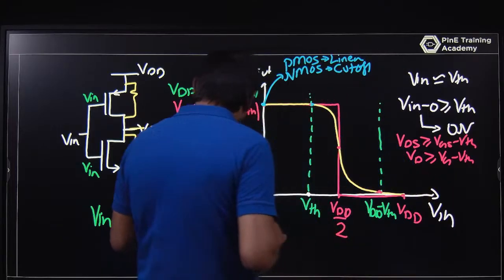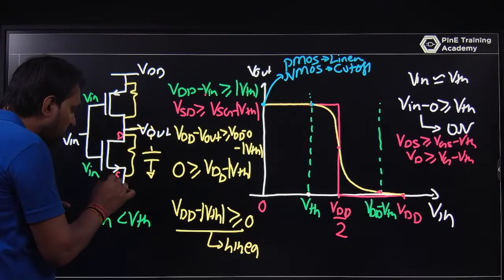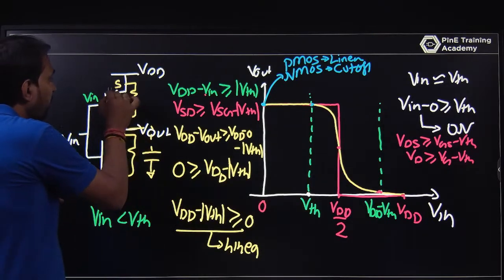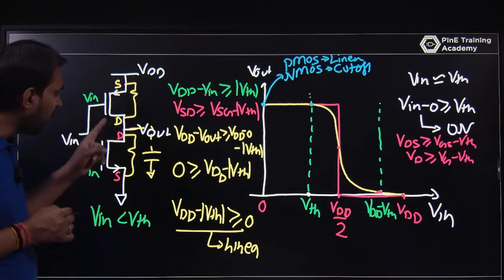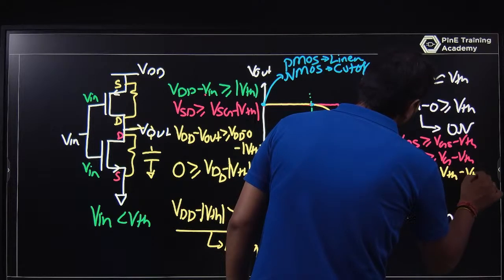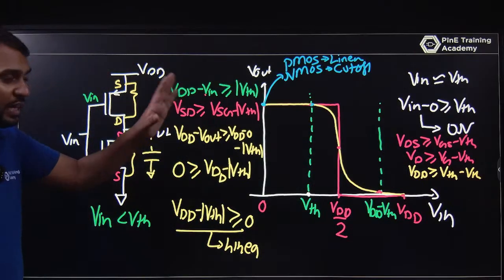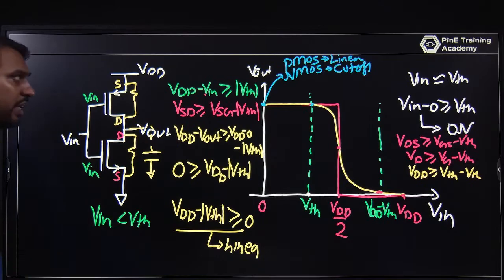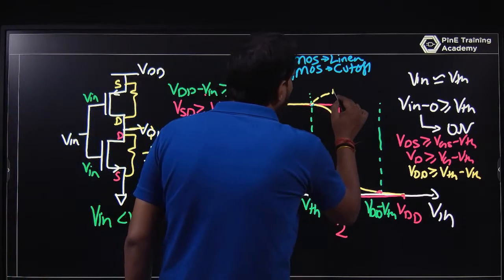It is nearly the drain voltage. This is the drain of the NMOS. This is the source of the NMOS. This is the source of the PMOS. This is the drain of the NMOS. So if you look at that terminal, VDS minus VGS plus VTH is greater than or equal to 0. That means the condition is true, that VDS is greater than or equal to VGS minus VTH. I can say that this is the point where the NMOS is in saturation.